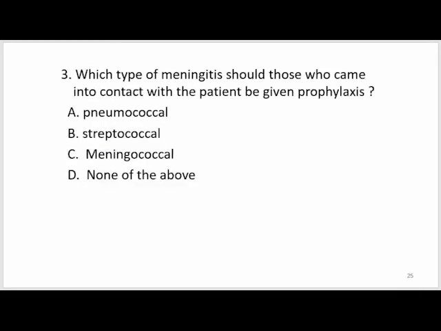In which type of meningitis should those who came into contact with patients be given prophylaxis? A. Pneumococcal. False. B. Streptococcal. False. C. Meningococcal. True. D. None of the above. False.